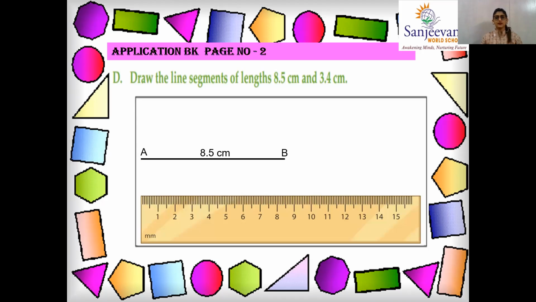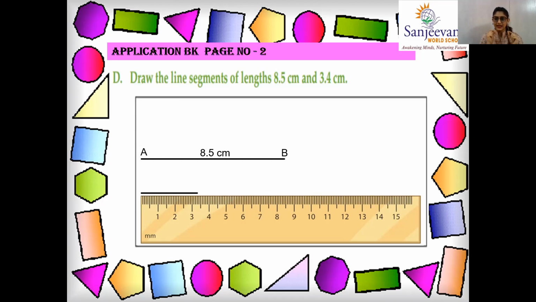Again hold your ruler straight below that. Now we are going to draw 3.4 centimeter. Again take your scale. Start from 0 and draw your line till 3.4, one point before 3.5. So draw your line till 3.4 with your pencil.